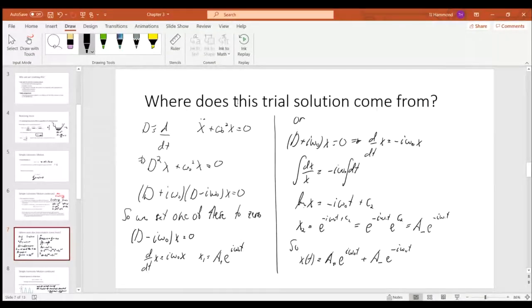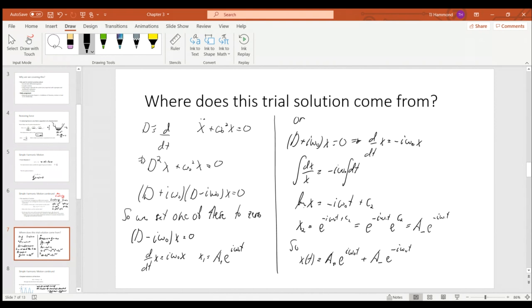I asked, where does this trial solution come from? So what we can say is that we have this differential operator, and I could write this a little bit more clearly, that this differential operator, we'll just call capital D, is going to be d by dt. So when we have x double dot plus omega naught squared x is equal to 0, that is the same thing as writing D squared times x plus omega naught squared times x equals 0. Well, that is a quadratic equation which has the solutions D plus i omega naught and D minus i omega naught.